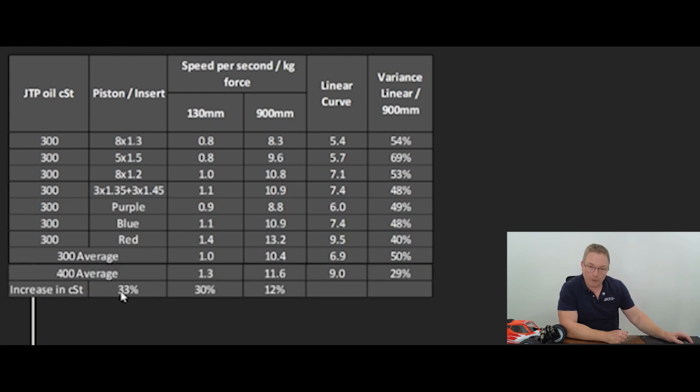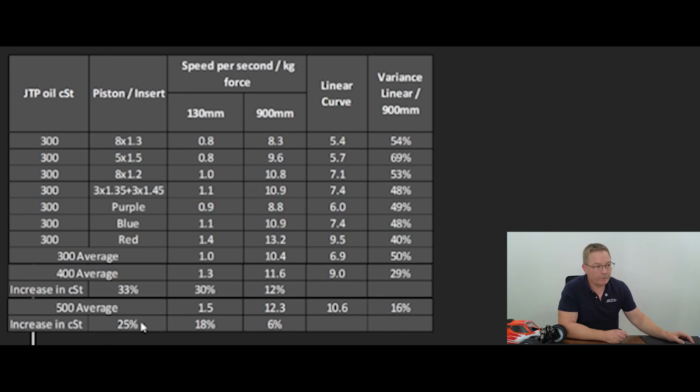400, a 33% increase in viscosity, 400 over 300, 33%. At the low speed, we get roughly the same, 30%. At high speed, however, we don't get that same ramp up. So even though we've increased our viscosity 33%, we only get a 12% increase. So our net return is a lot less.